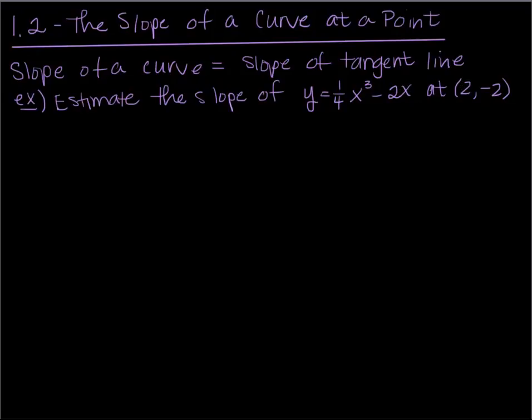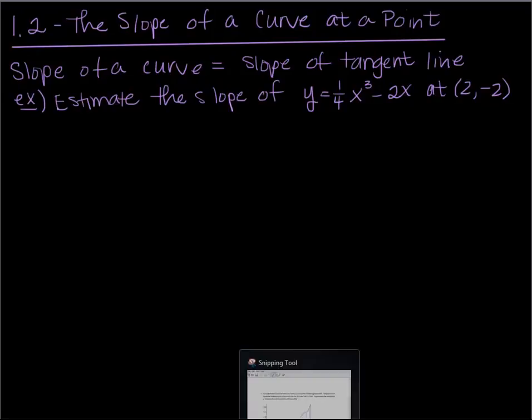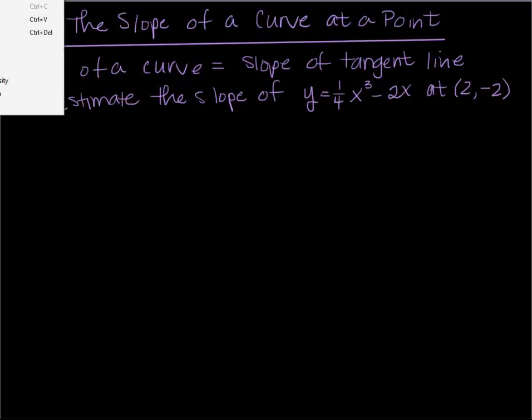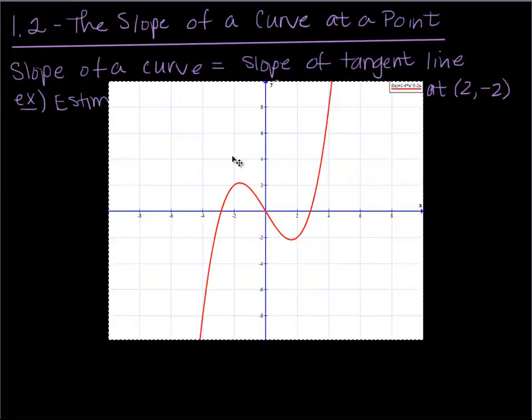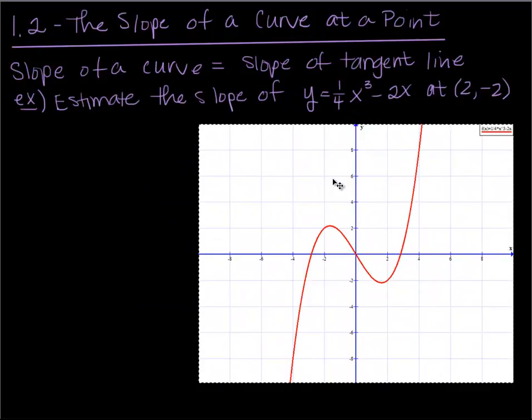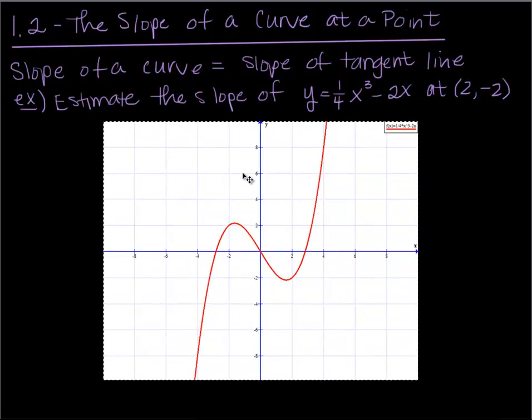Let me show you really quick what the graph of this looks like. This is my curve right here: 1/4 x cubed minus 2x, this red curve. I don't know what this stands for. Maybe it stands for time versus distance, or time versus price. There are a lot of things we would care about, where we would want to know the rate of change at a specific point. And what we care about right here is this point, (2, -2).